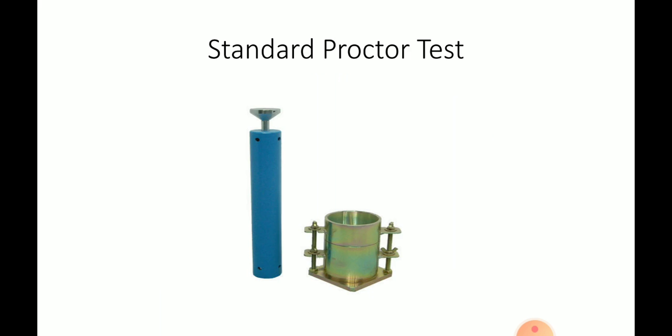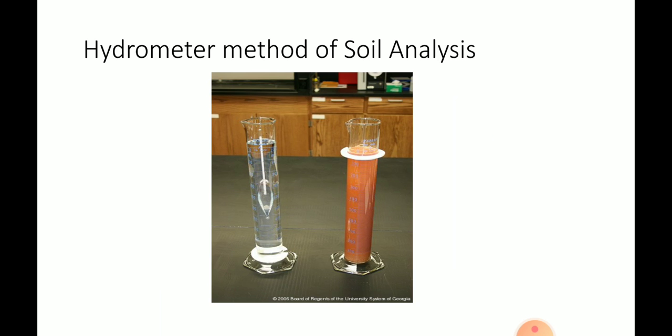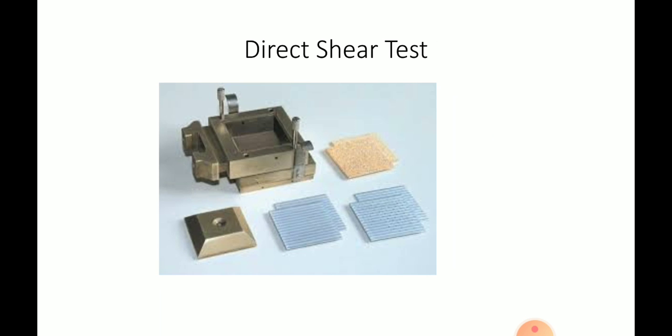Standard Proctor test. This is the apparatus used. Hydrometer method of soil analysis. The main instrument used is the hydrometer. We need distilled water. Then direct shear test. So this is the shear box used in the direct shear test, and it is mainly used for cohesionless soil.